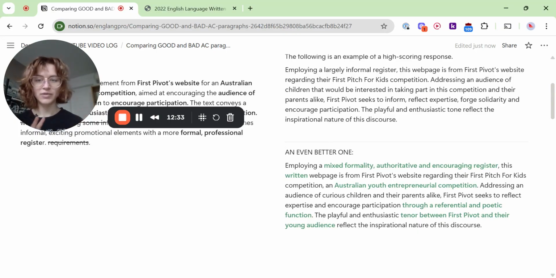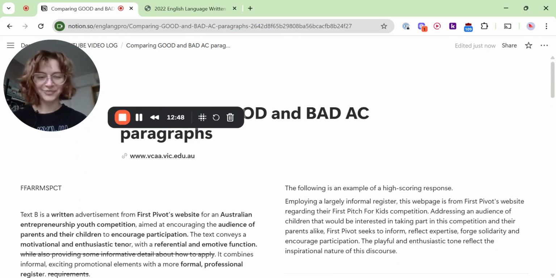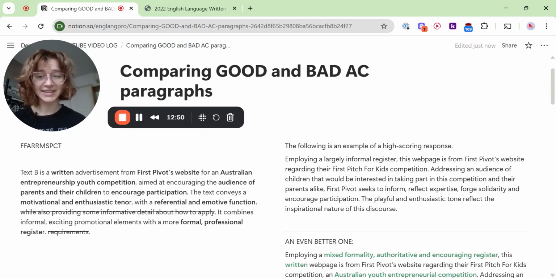So all the green bits have been included by me in this introduction from the exemplar, and it's now much more elevated. It's a much stronger introduction than it originally was. So, takeaways. Comparing good and bad AC paragraphs for introduction only, just rely on your FARMS SPCT and practice that.